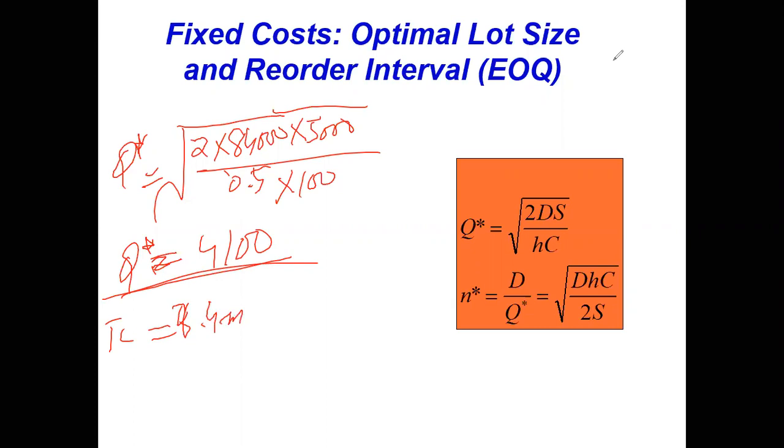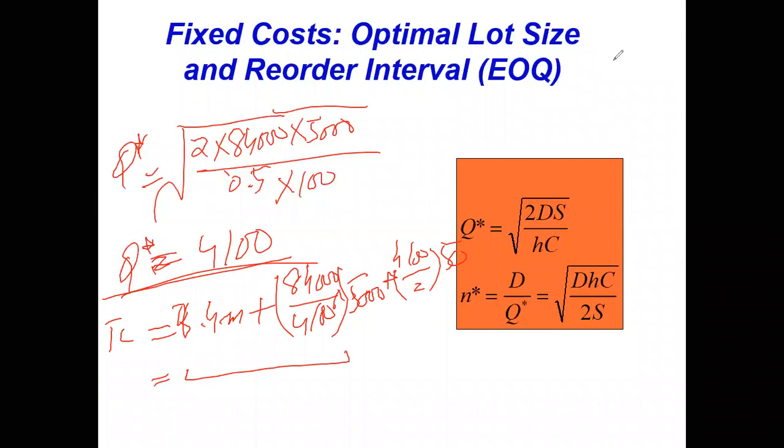And then we have plus D, which is the same 84,000, divided by 4,100, into 5,000, plus 4,100 divided by 2 into 50. So just calculate it and you'll get the total cost. Then you have to check whether it is less than that or not, and inform us in the comments whether yes, it has a lesser cost or not.